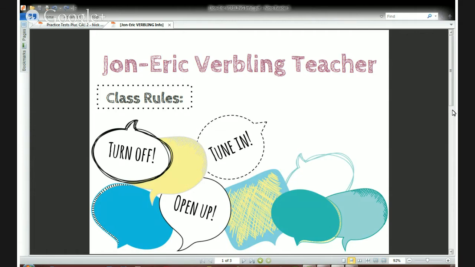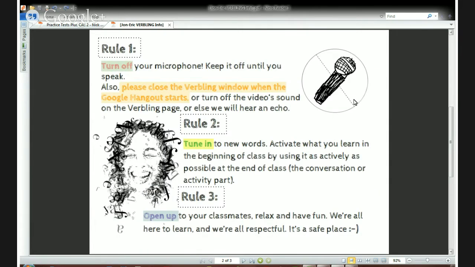Here are 3 quick rules to help you participate. Don't forget to turn off, tune in, and open up, which means when you're not speaking, turn off your microphone so we can keep the classroom quiet. When you are speaking, tune in to the new vocabulary that you're going to learn. Use it actively so I can correct you. And finally, open up to your classmates. Relax and have fun. We're all here to learn, and this is a safe and respectful place to practice your English.